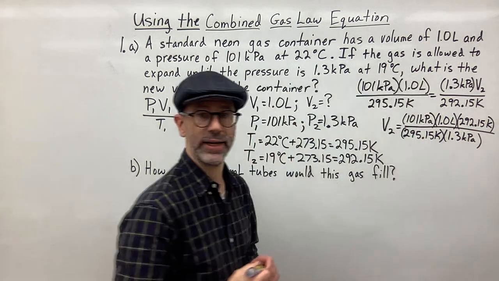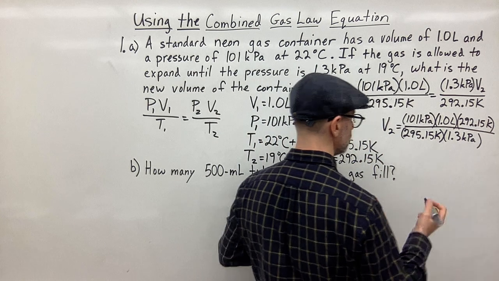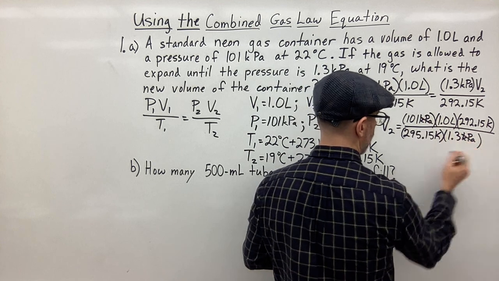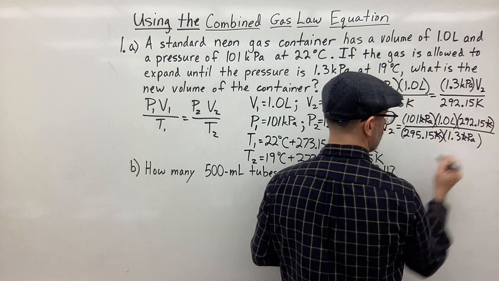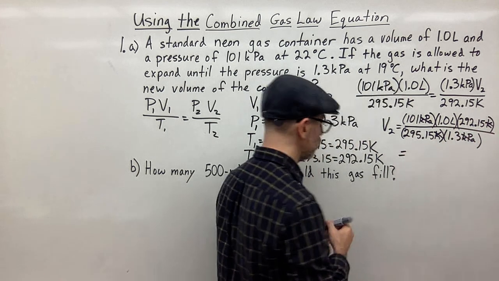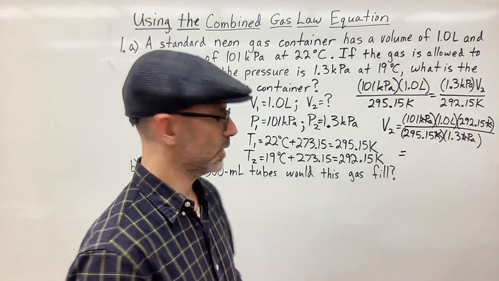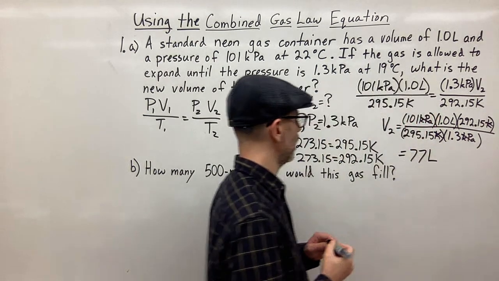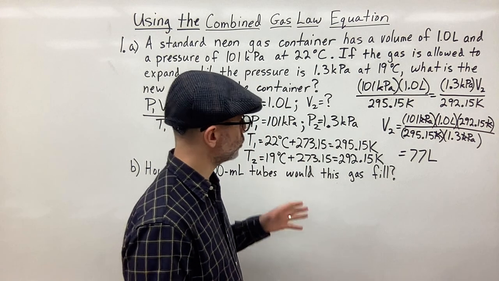So now I double check my units. Everything should cancel out except for a volume unit, which is going to be like liters. So the kilopascals I have on the top and the bottom, that cancels out. I have Kelvin on the top and the bottom, that cancels out. And all I'm left with is liters, which is what I expected. So now all I need to do is calculate, and I get 77 liters of this gas. That's the volume of the tube if it were to expand.